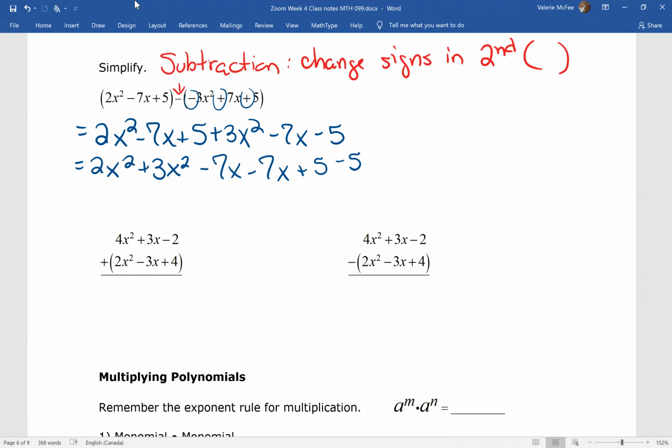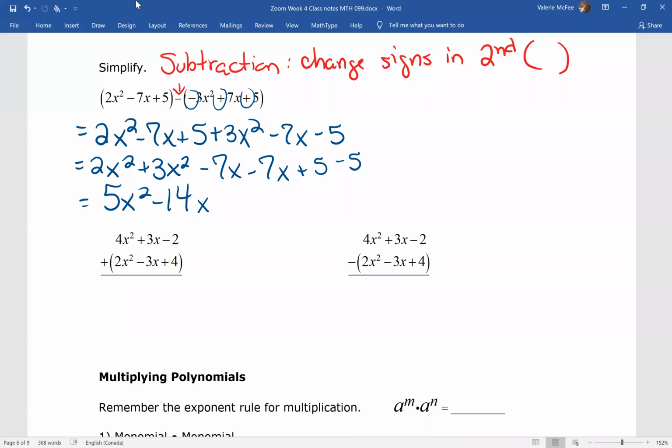Remember that you keep the variable and its exponent. 2 plus 3 is 5. Keep the x, negative 7 minus 7, minus 14x. Plus 5 minus 5 is 0, and I don't need to write plus 0.